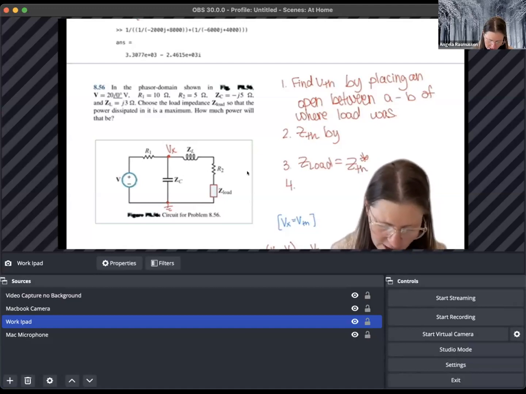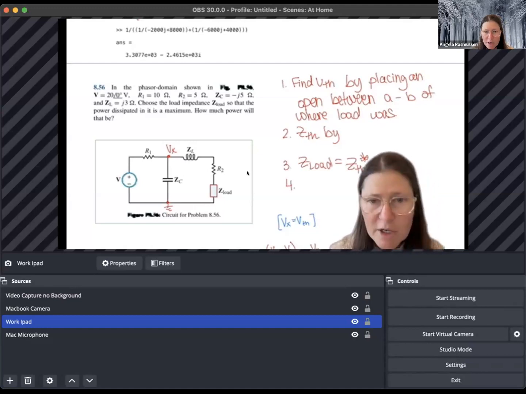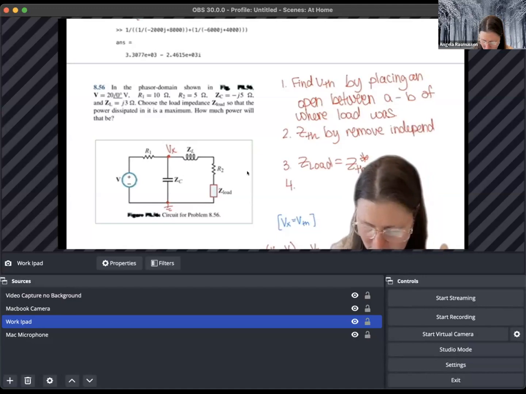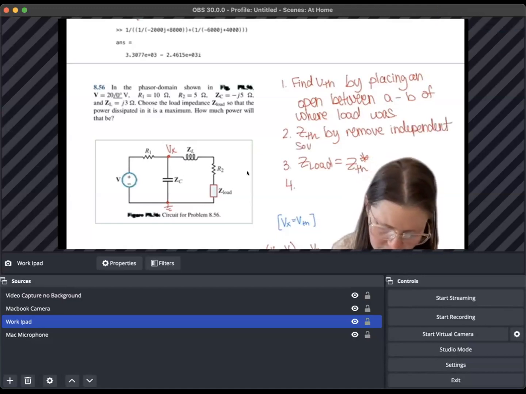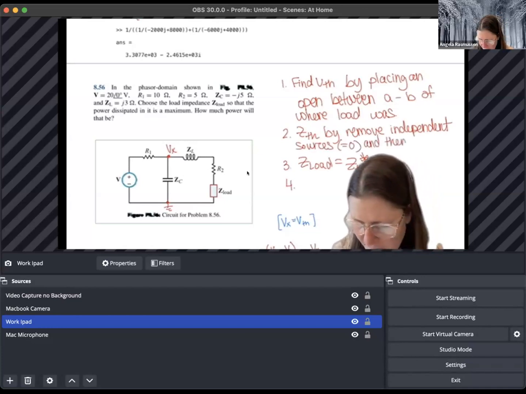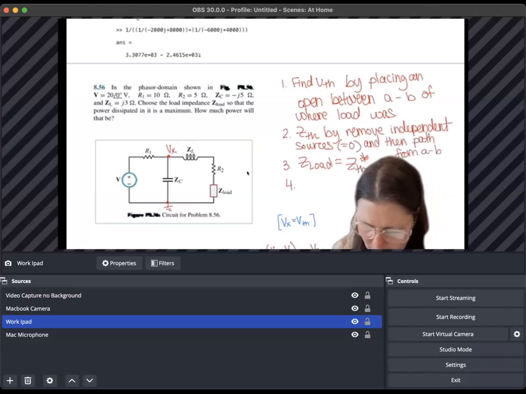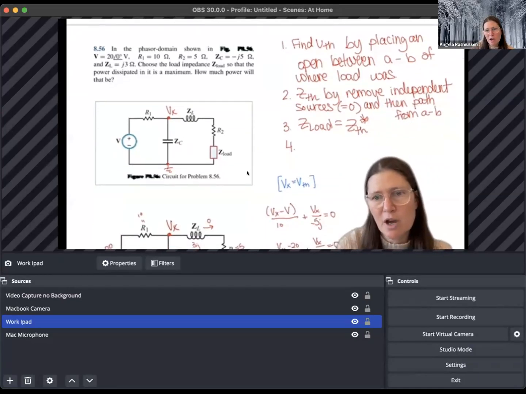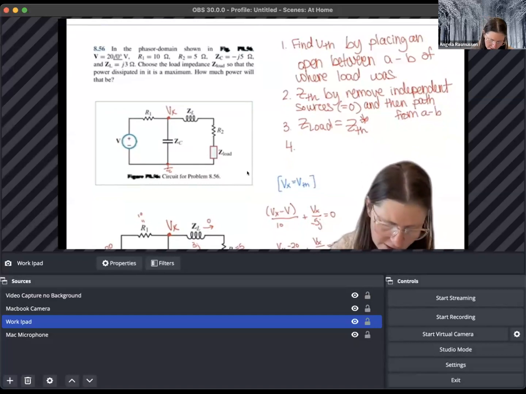And to find ZTH, you're going to remove independent sources by setting them equal to 0, and then find the impedance looking between A and B. Once you find that, you can find Z load, which is going to be the complex conjugate of ZTH. And then you can find the max power.